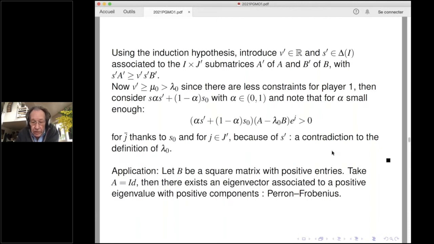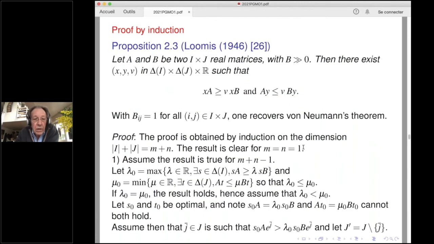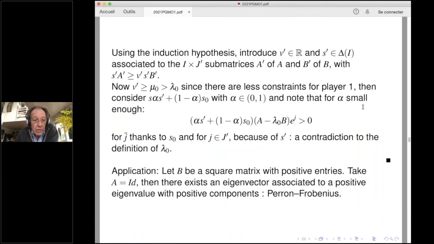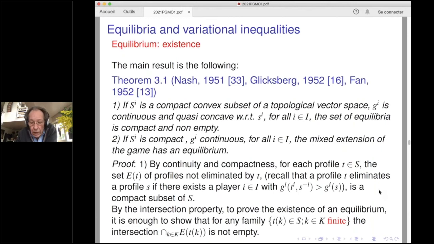Here, just a fancy application of this result. You take now A to be the identity. Okay, so B is any strictly positive matrix, and A is the identity. So you have A greater than VB, and Y smaller than VB. Okay, so you get that there is an eigenvector associated to a positive eigenvalue with positive components. So this is Perron-Frobenius. That's all for zero-sum games.